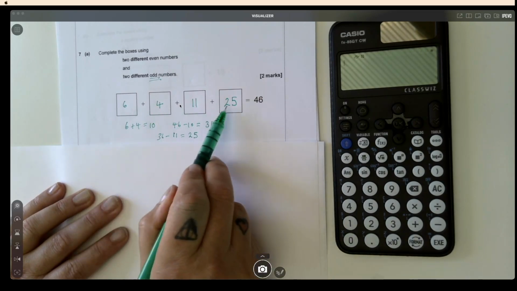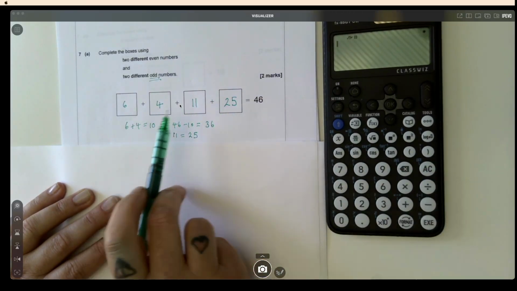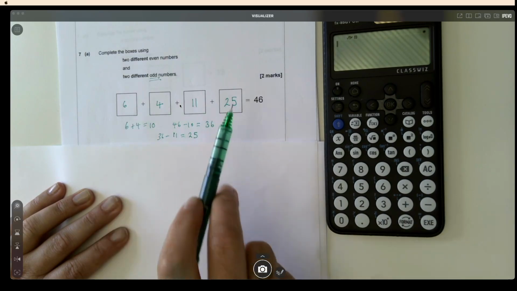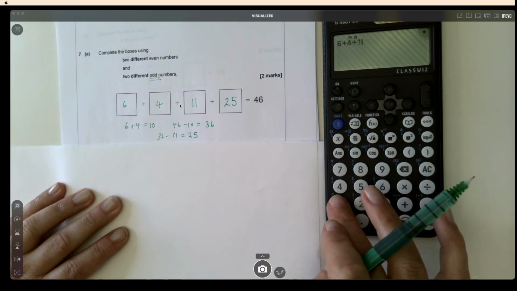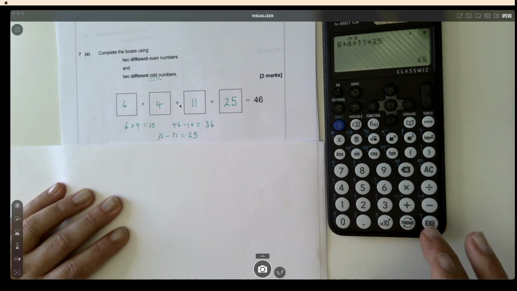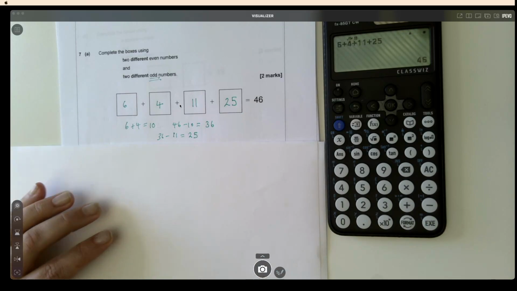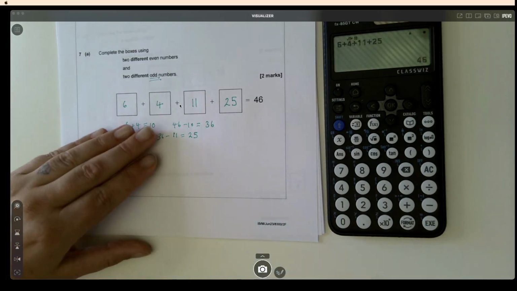2 even numbers and 2 odd numbers. Let's double check that they add to 46. So 6 plus 4 plus 11 plus 25 equals 46. Good. So we're going to use those numbers.